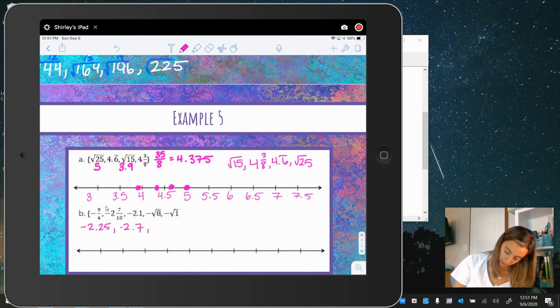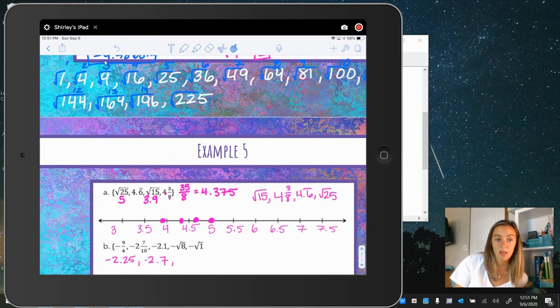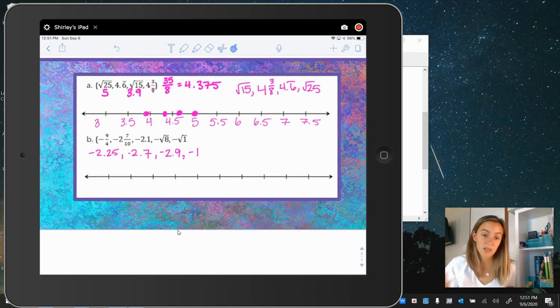And then I have negative 2.1, which is in a good form, but now I have this square root of 8. So if I go up to my list to try and estimate it, 8's not on my list. It's between 4 and 9. My answer is going to be between 2 and 3. 8 is pretty close to 9, so I'm going to estimate it to be about 2.9. So I'm going to say about negative 2.9. 1 is on my list, so square root of 1 is 1. Since I had this negative sign out front, I'm going to carry that down, and my answer is going to be negative 1. So now let's think about what our scale is going to be.